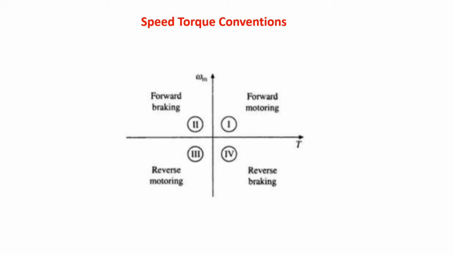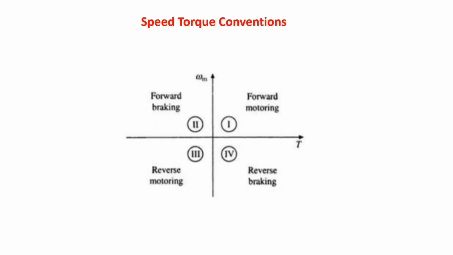In quadrant 2, your torque is negative and your speed is positive. If you multiply both, your power is negative. That means the machine works under braking operation which opposes the motion. Here power flows from load to source.